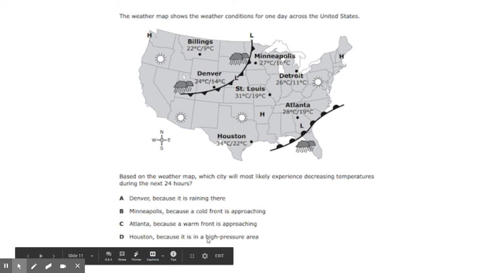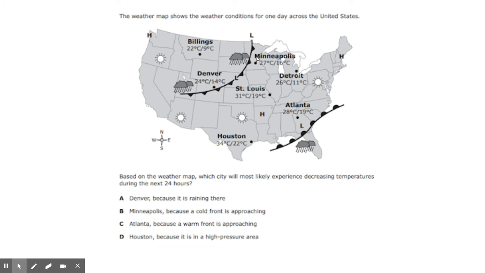And then it says Houston because it's in a high pressure area. Well, there's no real fronts that are approaching Houston right now. So we couldn't really make that prediction. So your best answer choice here would be B, Minneapolis, because the cold front is approaching Minneapolis.